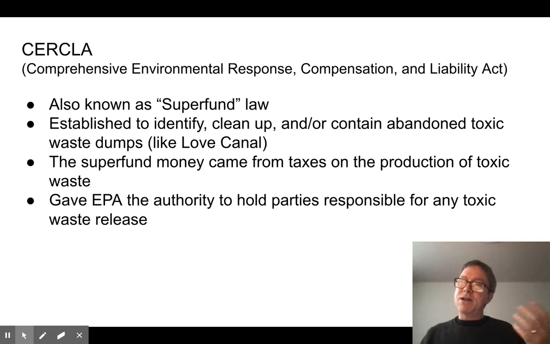And we're going to give the EPA the authority to hold you responsible for any toxic waste you make in the future, and make sure that you present plans to show that you are not going to accidentally release any more of it. So CERCLA is a really important law. It's what my wife did for a job for a number of years.